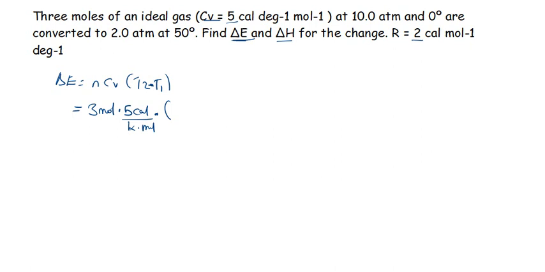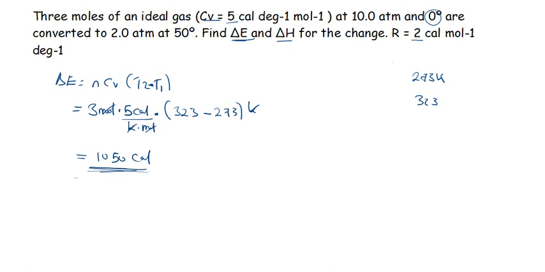So at 0 degrees, the initial temperature T1 is 273 in Kelvin. At the second, 50 plus 273 gives 323. So I'll say 323 minus 273. When you punch that on your calculator, this is in Kelvin, and we are going to have 1050 calories. Okay, so that's how it was supposed to be approached.